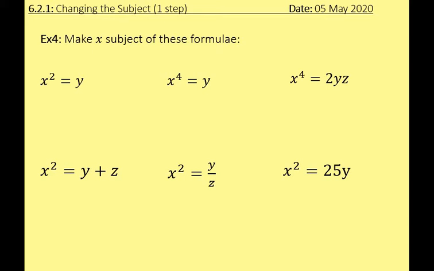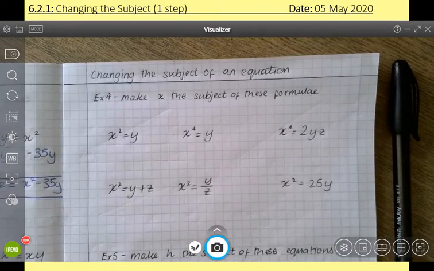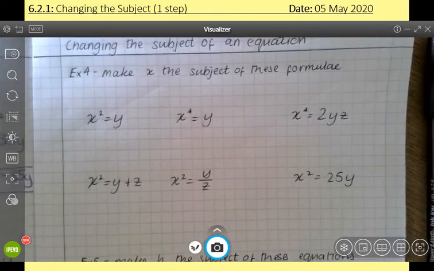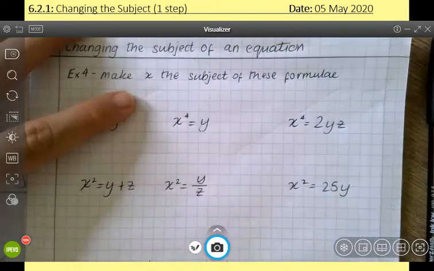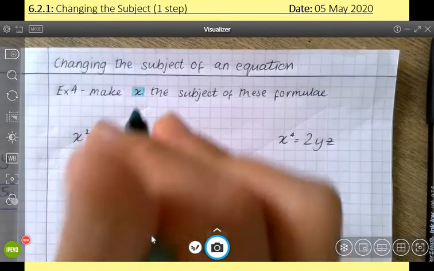Okay everyone, so this is the next lesson on rearranging equations or changing the subject, and we're going to complete these 6 examples in our book, so make sure you get these copied down. In these 6 questions we want to make x the subject. So we're looking to make x the subject.